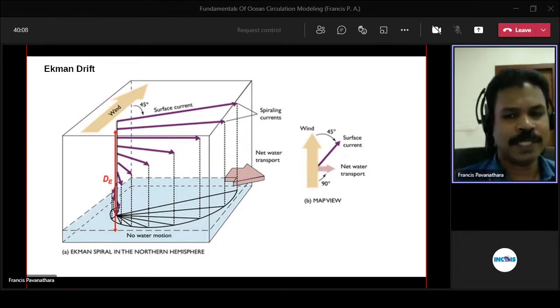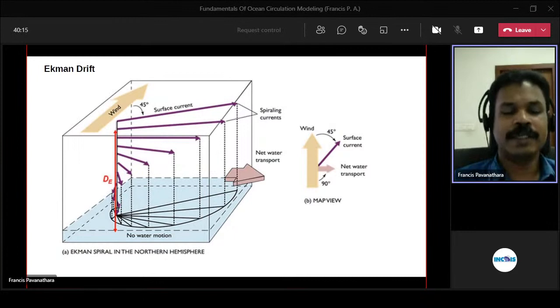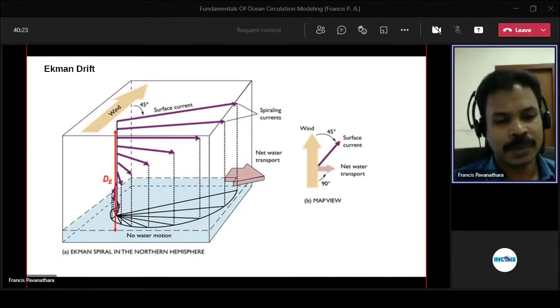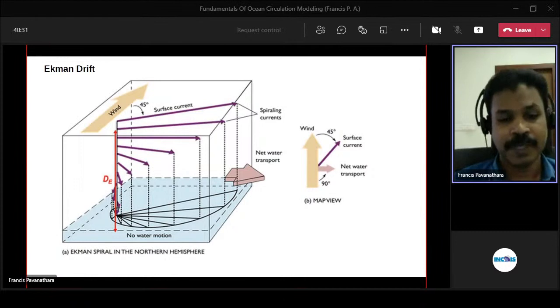Essentially, we represent it in terms of Ekman drift. And we know that the effect of Ekman drift in normal conditions can go as deep as something like 200 or 300 meters below the surface. Sometimes it can go even deeper in the middle latitudes. So that is one part of the ocean circulation forced by the wind.